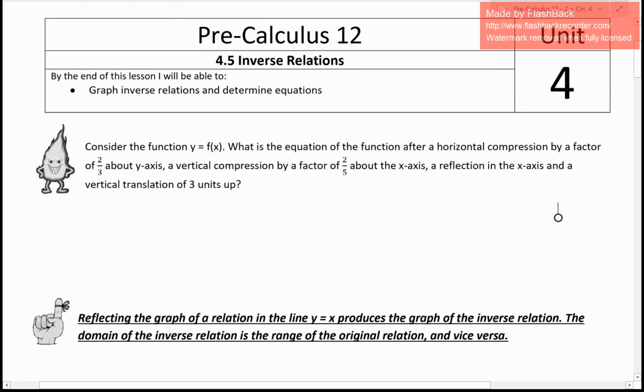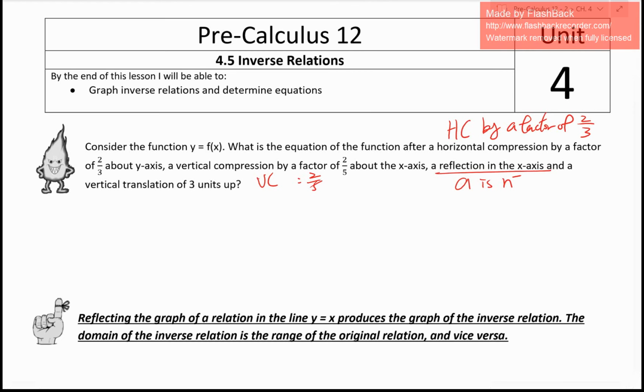It says, consider the function y equals f of x. What is the equation of the function after a horizontal compression by a factor of 2/3, a vertical compression by a factor of 2/5, a reflection in the x-axis, and a vertical translation of 3 units up? If it's a reflection in the x-axis, that means the y values go from positive to negative or from negative to positive, which means a has to be negative. We're changing the y values, so it has to be a, not b.